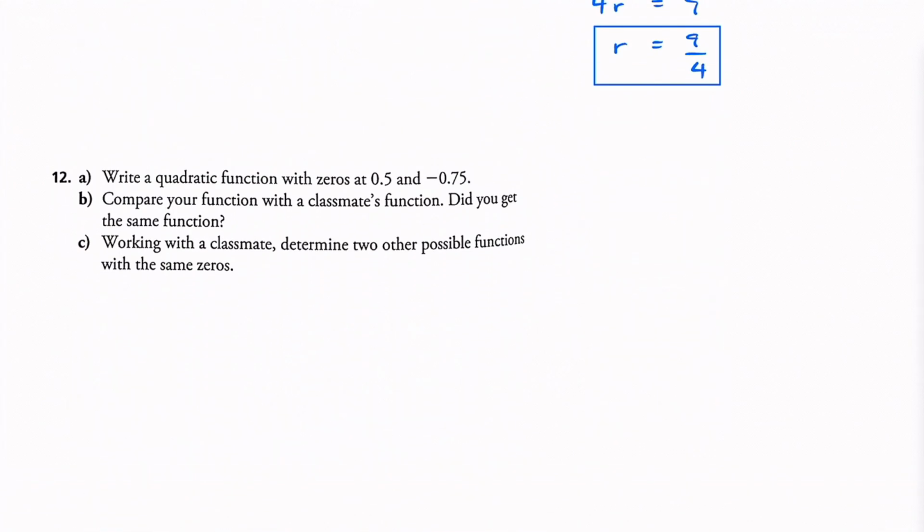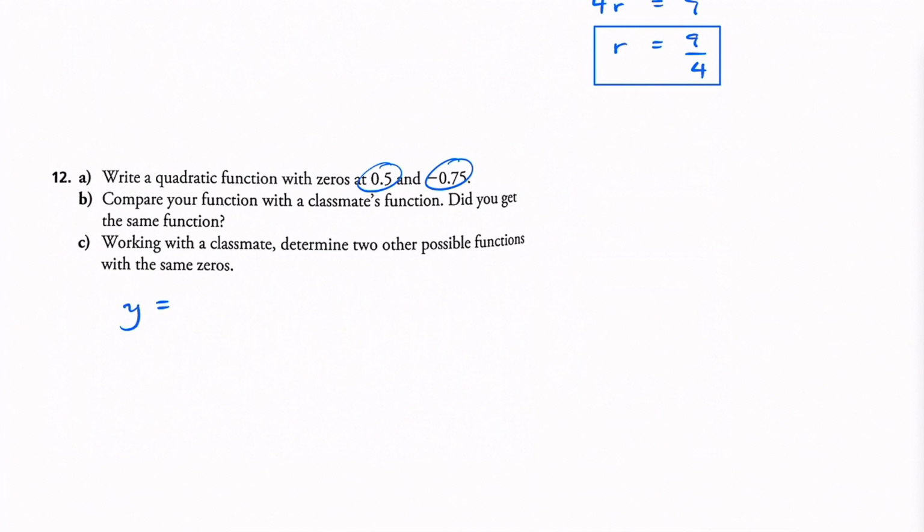Looking at number 12, it says write a quadratic function with zeros at 0.5 and negative 0.75. Compare your functions with a classmate, and did you get the same function? Working with a classmate again, determine two other possible functions with the same zeros. So let's start with, we're going to write a quadratic function with zeros at 0.5 and negative 0.75.